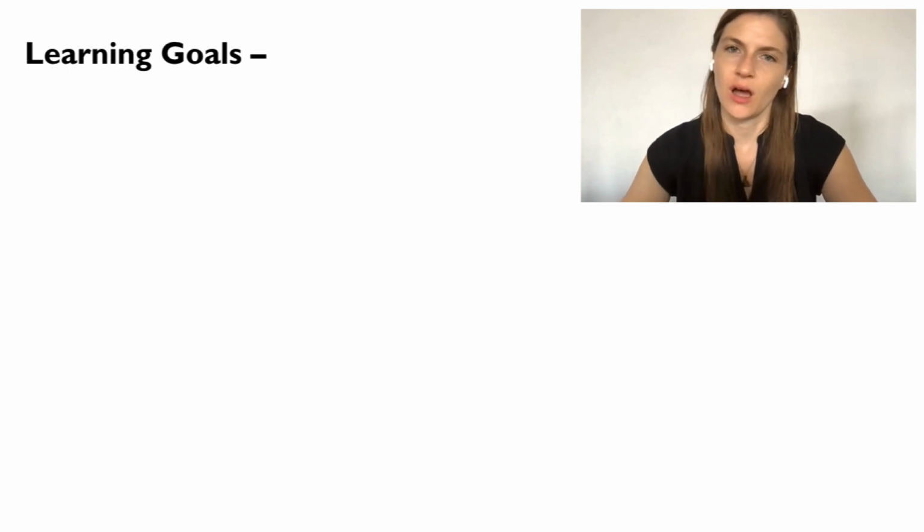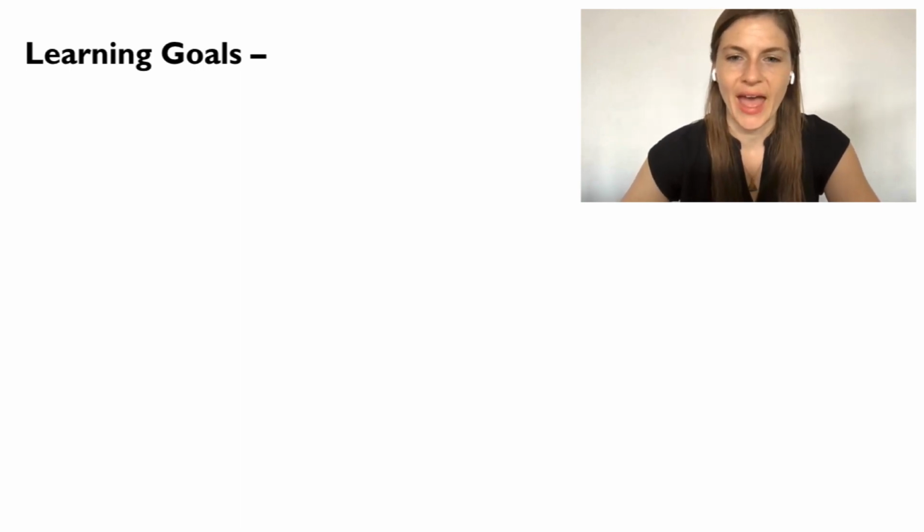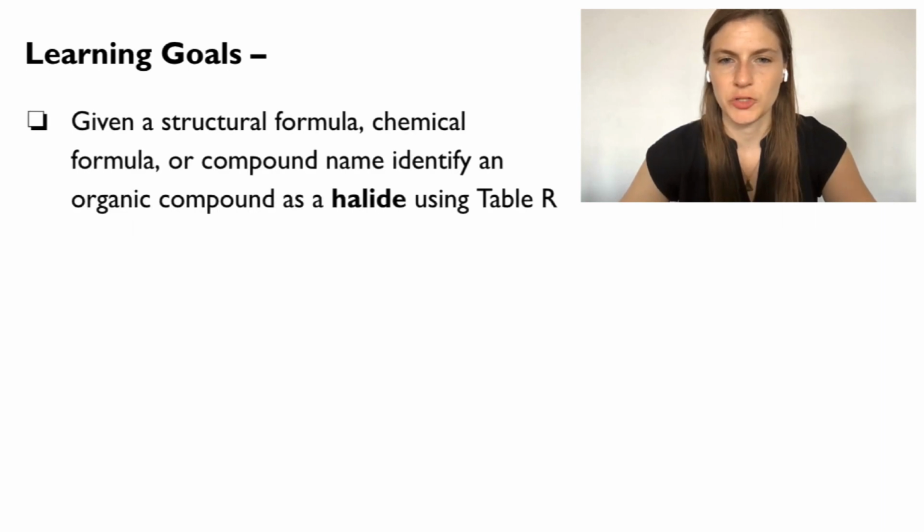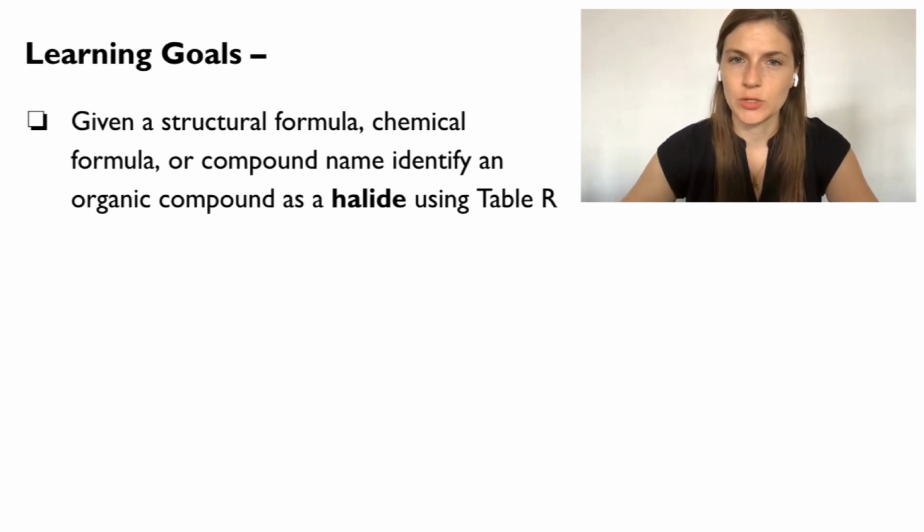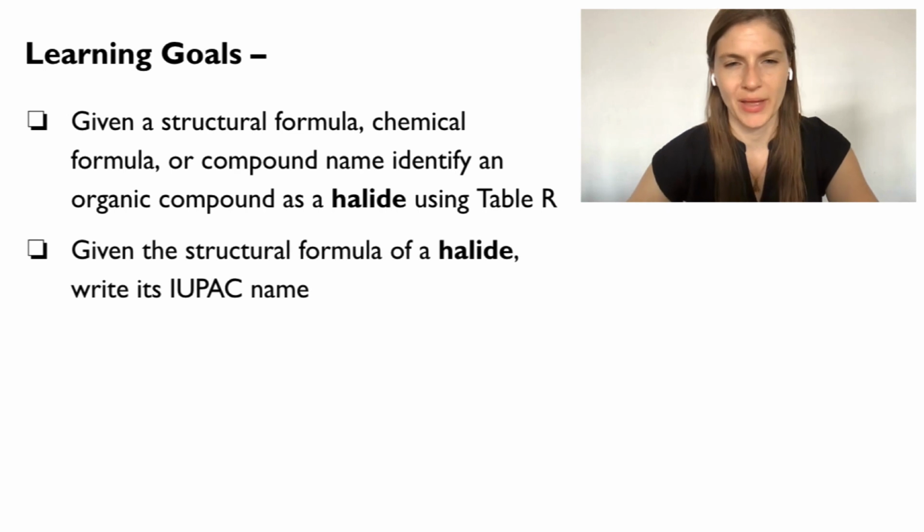Today we're going to be focusing on identifying a halide using Table R, also sometimes called a halocarbon, and sometimes also called an alkyl halide. So given a structural formula, you should be able, at the end of this video, to identify the organic compound as a halide. You should also be able to do this if you're given the chemical formula or just the compound name. You should also be able to, if you are given just the structural formula of a halide, write its IUPAC name or identify its IUPAC name using Table R.